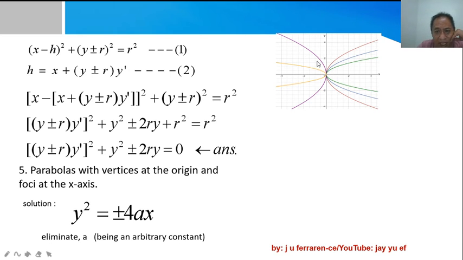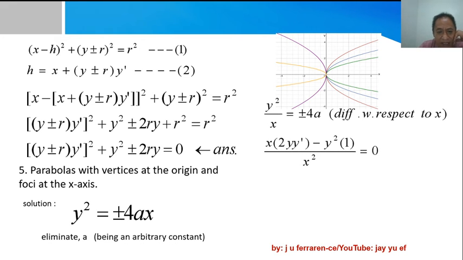So the parabola now can open to the right or to the left. I have to eliminate A. You can differentiate directly, or I choose to isolate my constant by dividing by x on both sides. I associated my 4, the plus minus, with A, plus minus 4A, because this is still a product of constants, which is still an arbitrary constant.